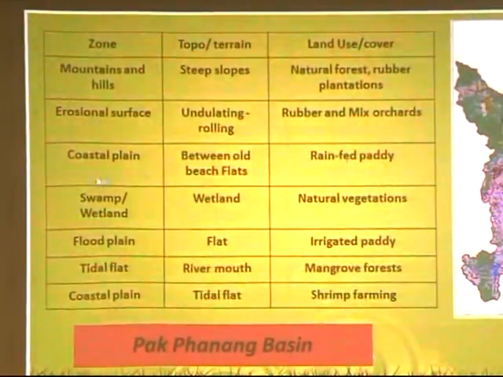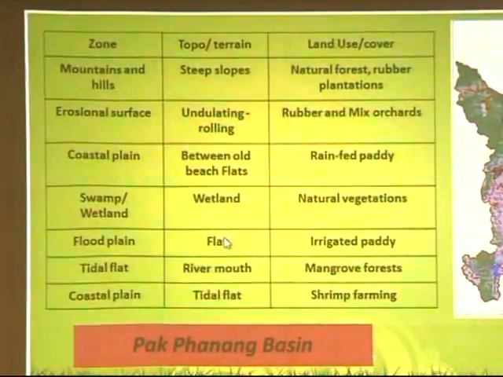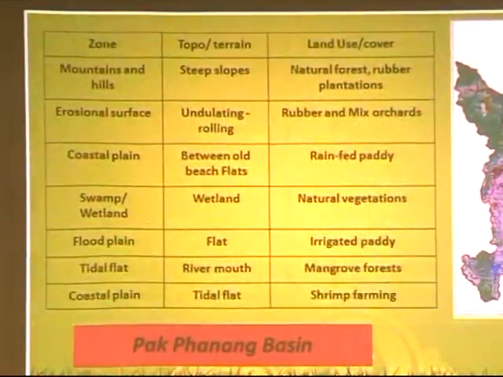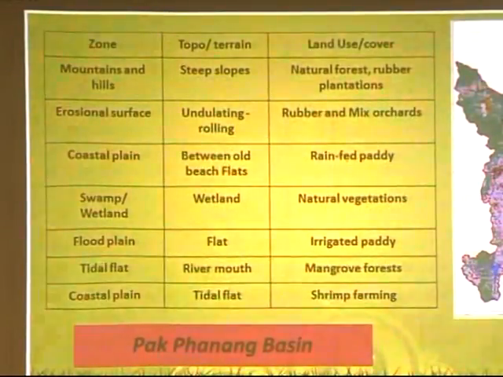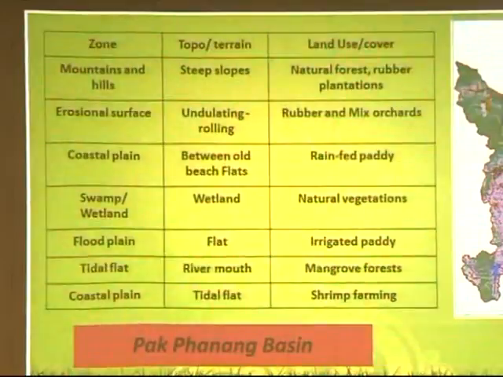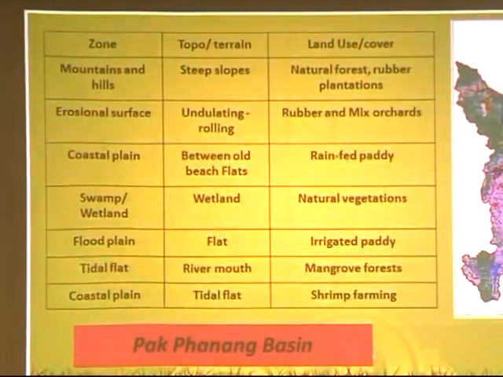This is floodplain. Floodplain of the lower basin is used for irrigated paddy. The tidal flat at the river's mouth is covered with extensive mangrove forests along the shore. A narrow coastal plain is covered with shrimp farming. This is shrimp farming area.